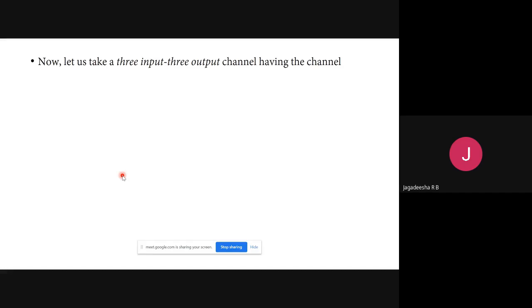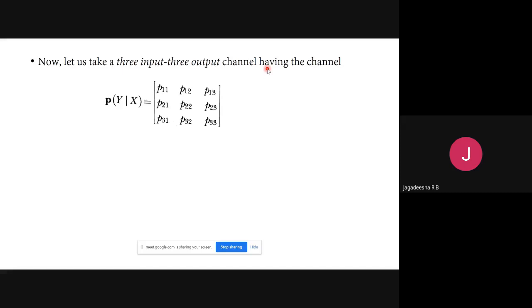Now we will see, if we have a 3 input and 3 output channel, then how to find the channel capacity? So the generalized idea is we can extend the same relation there. What we have seen for a 2x2 setting applies to a 3x3 setting also. But we may have to use some wise method to find out the Q values. I will tell you why.